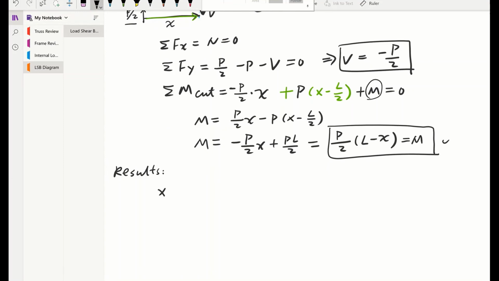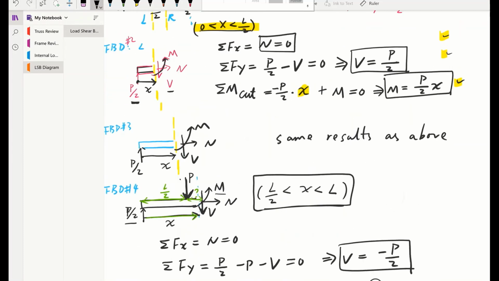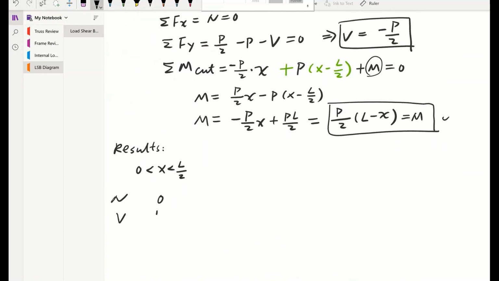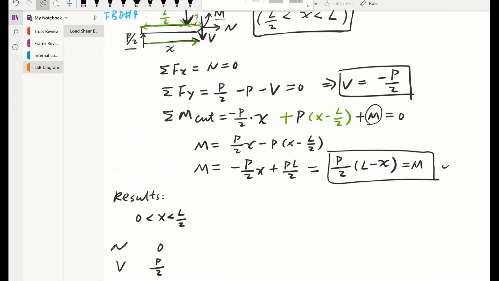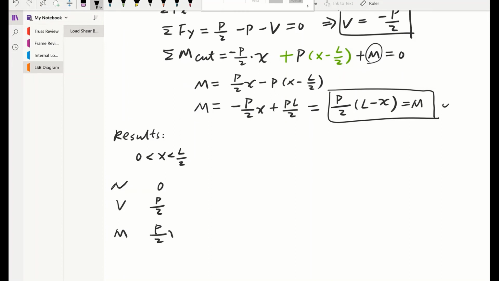When x is in the first half of the beam, we got N equal to 0, V as well, P over 2. Our bending moment, go back to this one, it's P over 2 times x. That's our expression. Then for the second half of the beam, you get another set of equations for internal loading: N still equal to 0, V, however, is negative P over 2, and M is P over 2 times (L minus x). Okay, so that's the results you have.